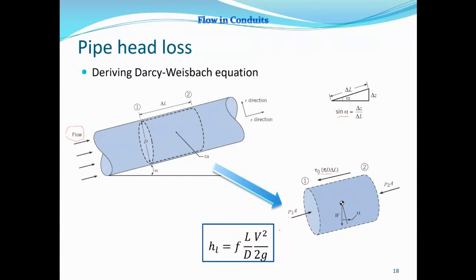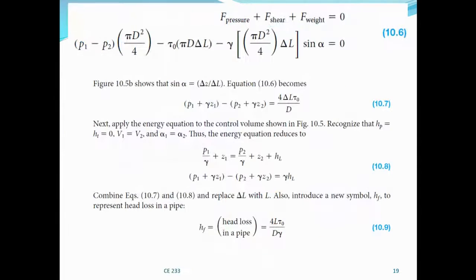Upon simplification, we'll arrive at the head loss. Let's simply take it here gently. You have the pressure force, shear force, and the weight, gravitational force. This is the net pressure force, which is P1 minus P2 times the area, minus the shear force, which is in the opposite direction because it's frictional force. And then you have the weight force, whose component is opposite to the direction of flow, which is gamma times volume gives the weight, then times sine alpha. And sine alpha is delta Z over delta L.